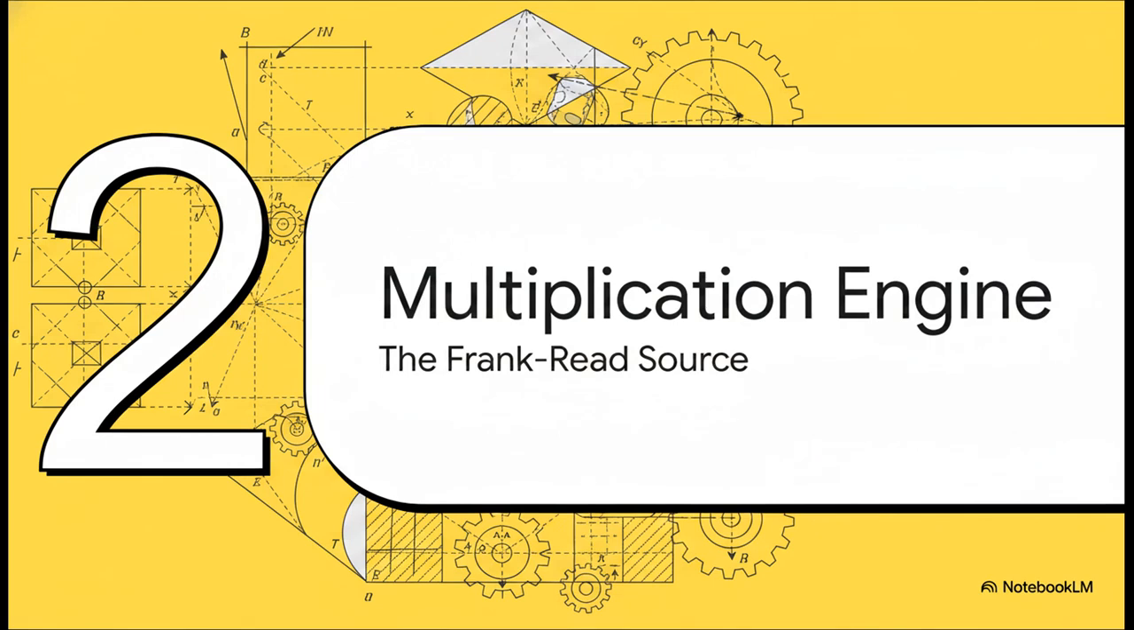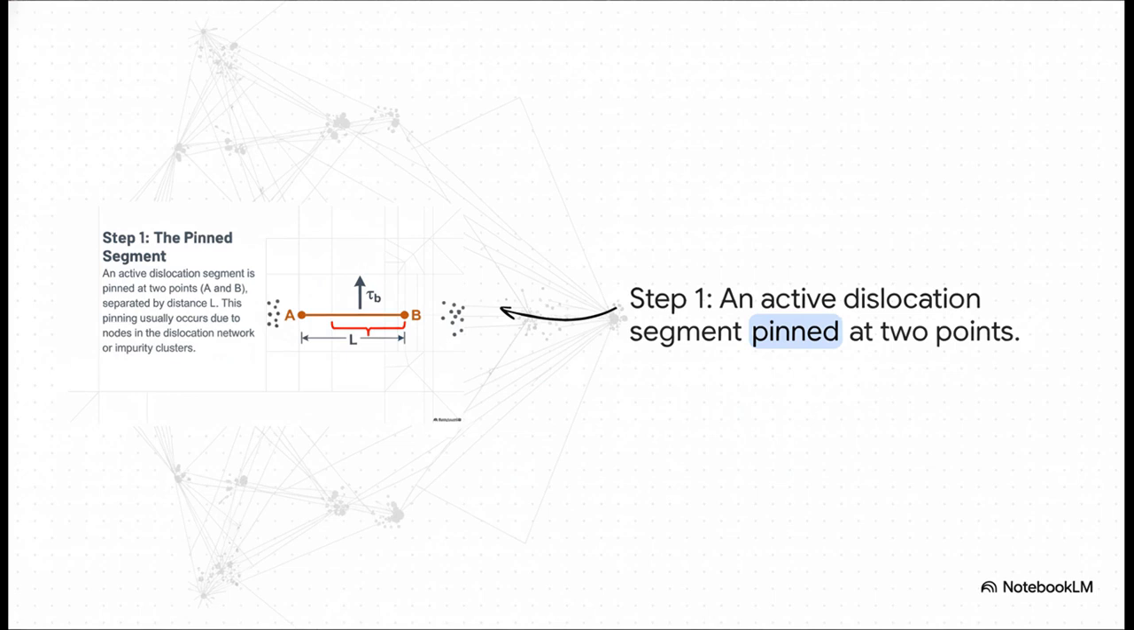That brings us to part 2, the multiplication engine. Enter the Frank-Read source. This is an absolutely brilliant mechanism discovered back in 1950. It starts off pretty simple, with an active dislocation segment that's pinned down at 2 points. Let's call them A and B.